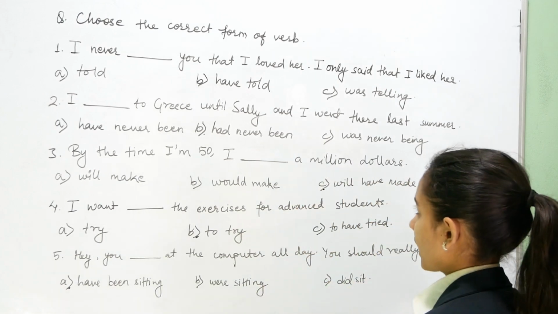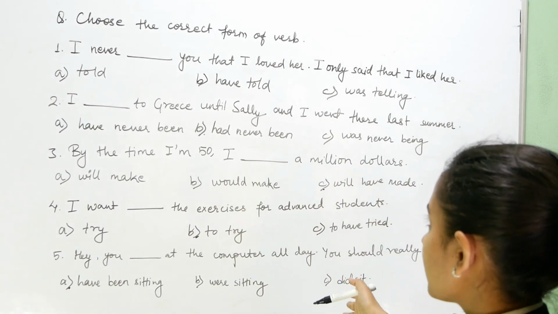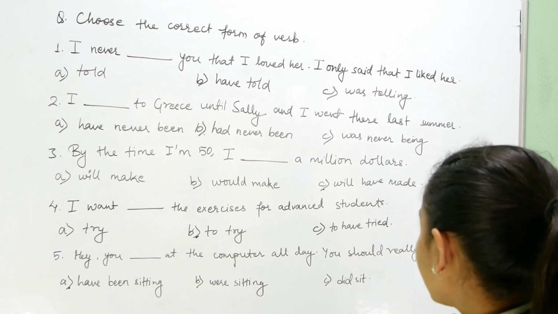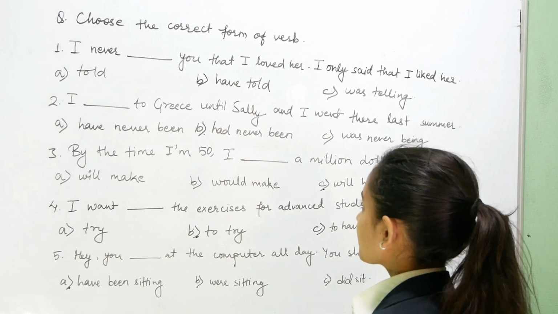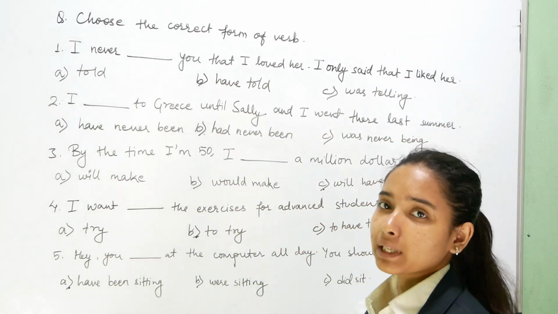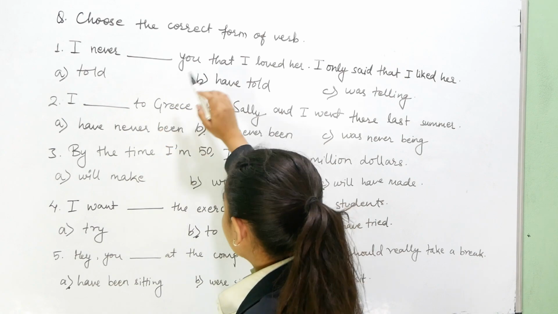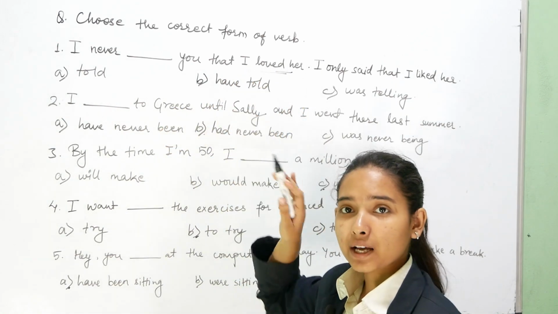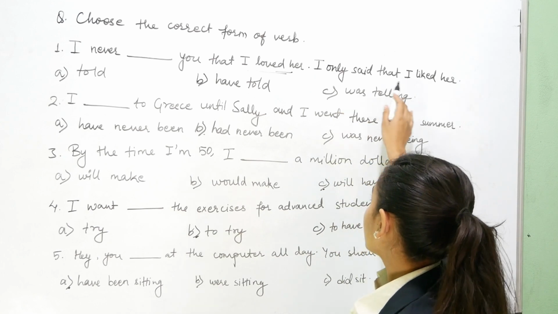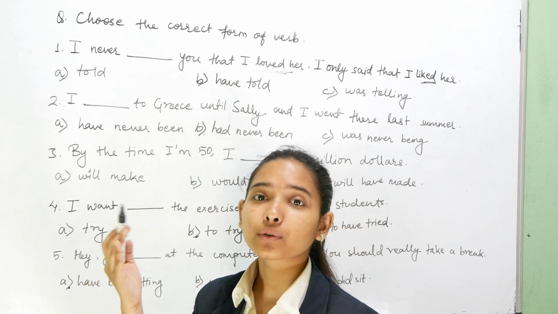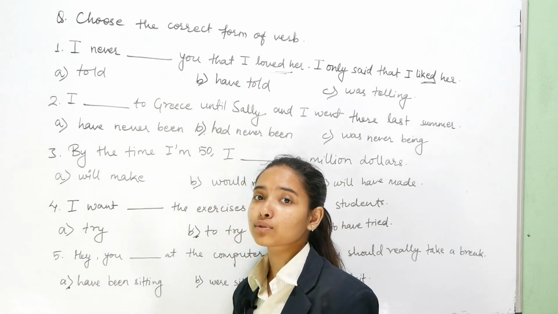So the first question we have is, I never dash you that I loved her. I only said that I liked her. The options are told, have told, was telling. So यहाँ चाहिँ हामीलाई के हेर्नु पर्छ भने it says I never dash you that I loved her. Loved her like past participle भयो and I only said that I liked her. यहाँ पनि past participle नै देखाएको छ. That means that यो कुरा भइसकेको छ. So we need to use V2 here.